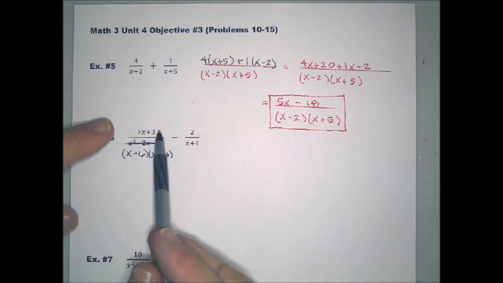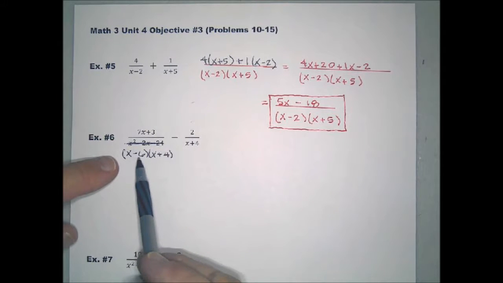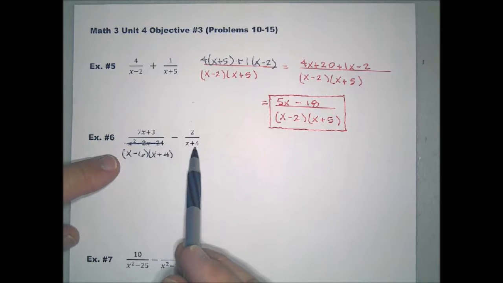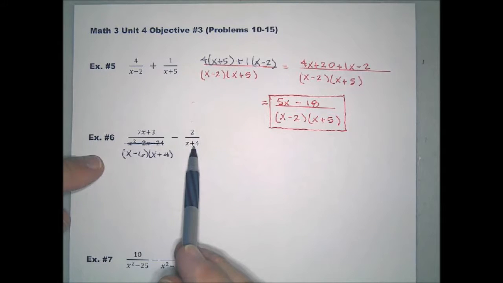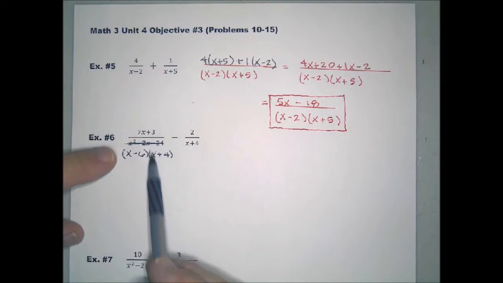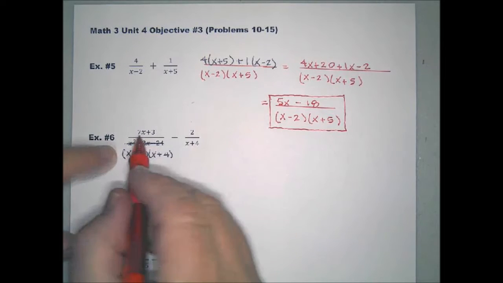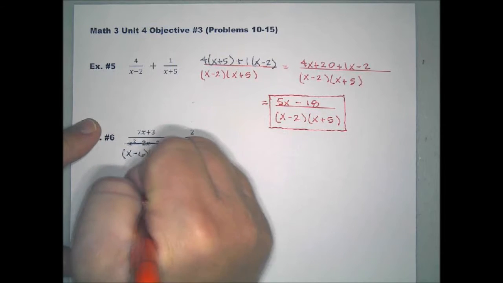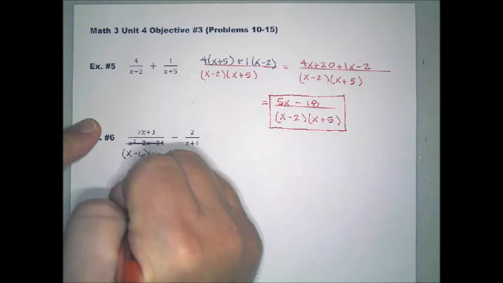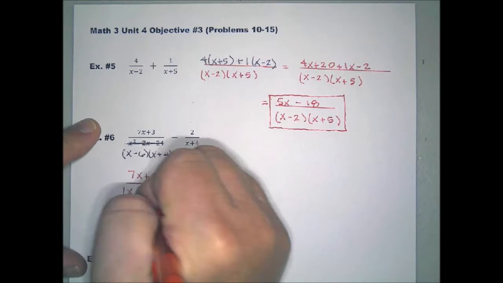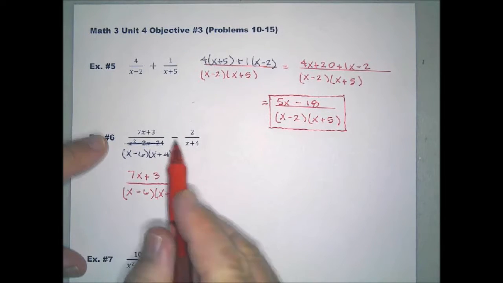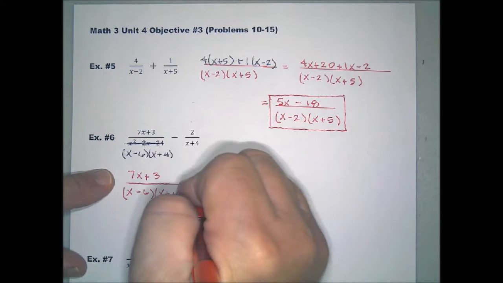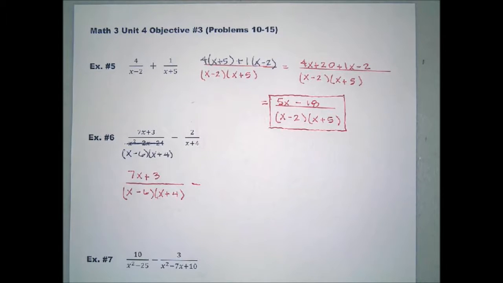So this denominator has x minus 6 and x plus 4. This one only has x plus 4. So they both have the x plus 4 in common, but this one needs the x minus 6. So my first fraction really doesn't need anything. It's 7x plus 3 over x minus 6, x plus 4. Now notice we are subtracting. That may or may not play a little bit of a crucial role, but we're not there yet.